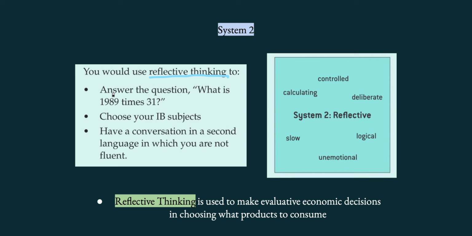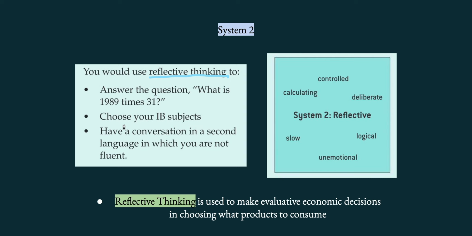So for example, if I asked you, what is 1,989 times 31? You're going to have to think about it, probably even use a calculator, but it's not just an automatic, what is 1 times 2 type of thing, okay? When you choose your IB subjects, I love this example because you have to carefully consider, oh, how many higher levels do I need to take? Which ones are the hardest classes? Which ones do I need for college? X, Y, Z. You have to make so many mini and micro decisions in that big decision overall.